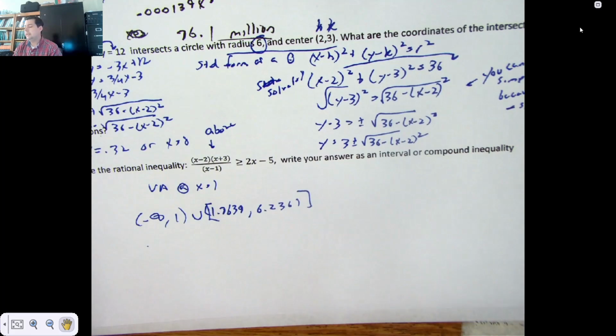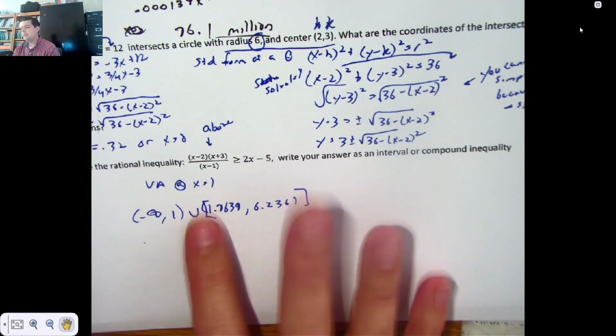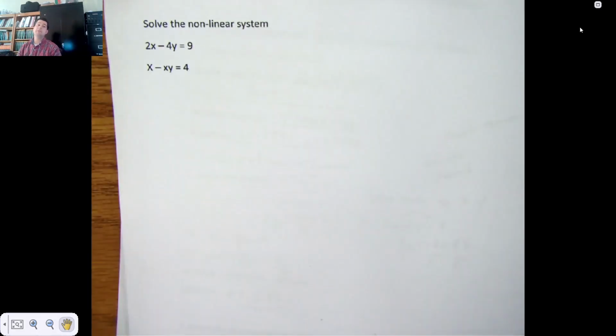All right, that's that one. That one had that vertical asymptote. That's a new concept. We'll try and talk about them this year. It just depends on how far behind we get. And we are behind, for all those who aren't keeping up.